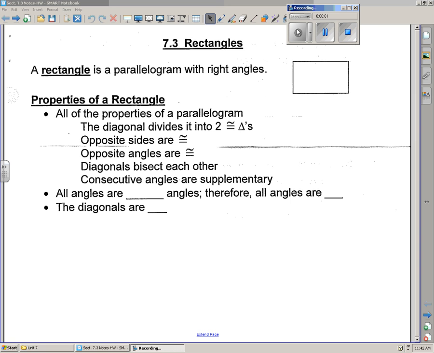Okay, so for this lesson, we're going to talk about rectangles. A rectangle is a parallelogram that has right angles. So any property of a rectangle is going to be all the properties of a parallelogram.